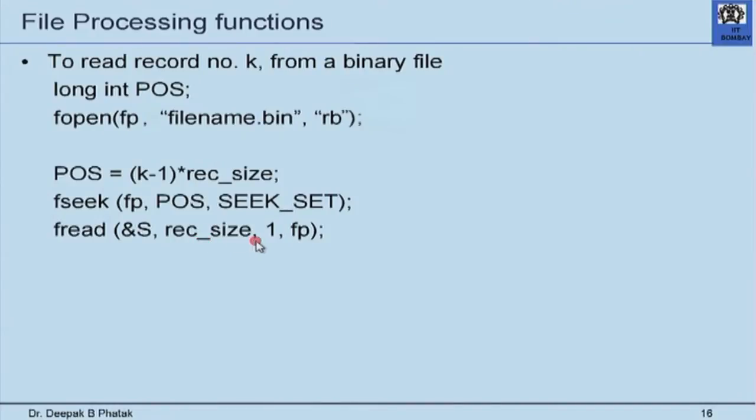Here is a typical reading process for a file. Read record number k from a binary file. At this stage, let me revert back to the notepad. So this is a disk. My files will ordinarily reside somewhere here. So let us say this is a file called student.bin.